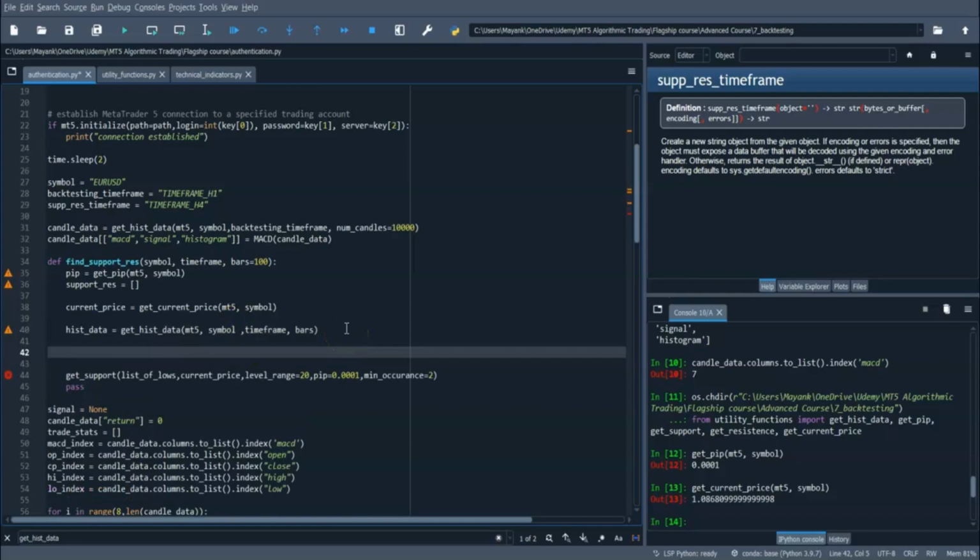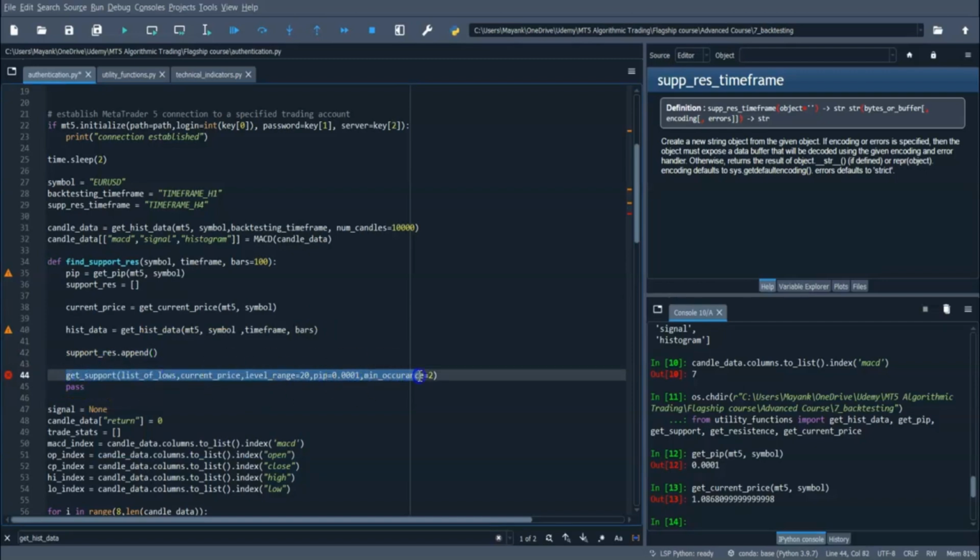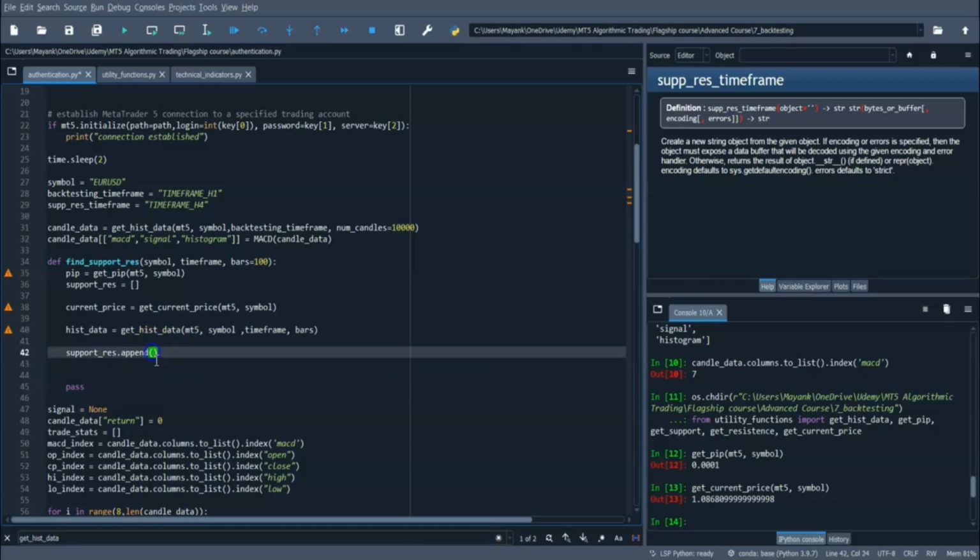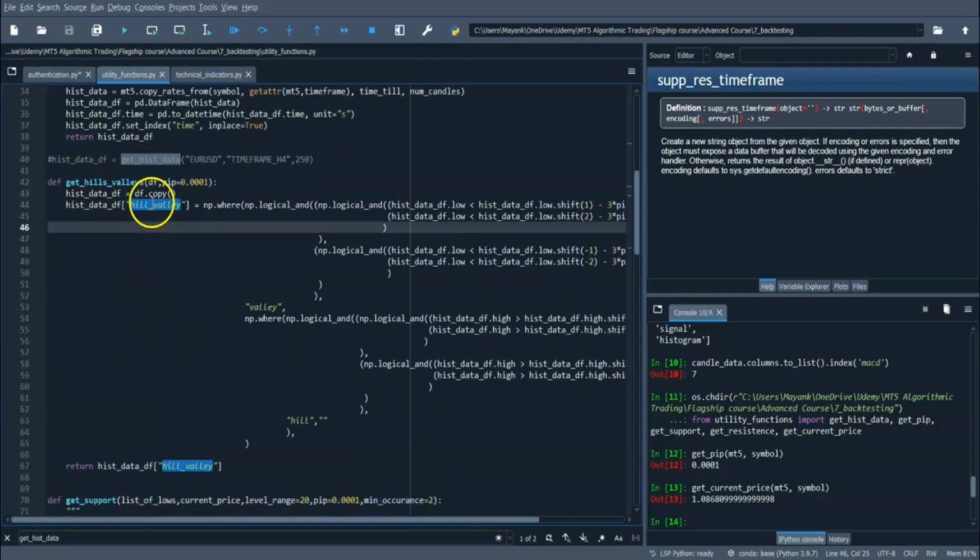So now all that we'll have to do is append the support price and the resistance price. So let us first append the support price. Let me copy this, Control X, Control V. So for get support, we need to pass the list of lows. We'll do that in a bit. Current price we have already. Level range, no need to mention, we'll go with the default value of this function. Pip we are going to provide. And minimum occurrence also, we can go with the default value. So the only thing that we need to find is the list of lows. And if you recall, to get the list of lows, we need to get the hill valley column in our historical data DF.